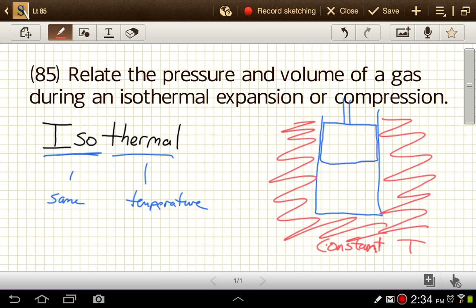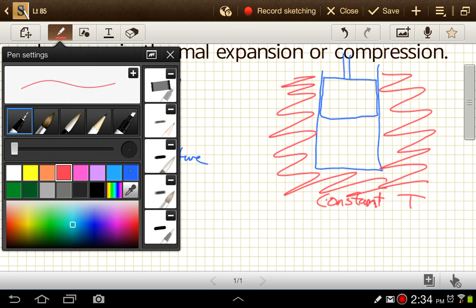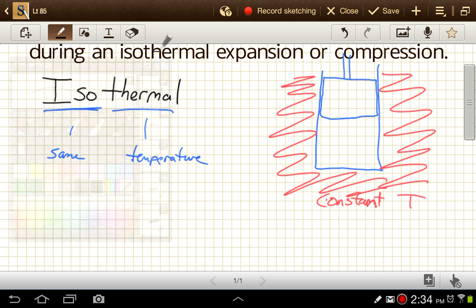So when we have a situation like that, so this again is slow changes in contact with what we call a thermal reservoir. It's just some large area with a bunch of capacity to take in heat or give off heat without changing the temperature of this thing significantly.